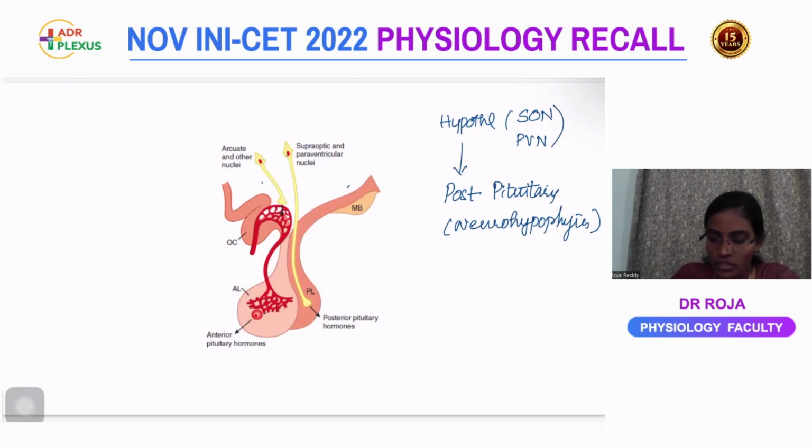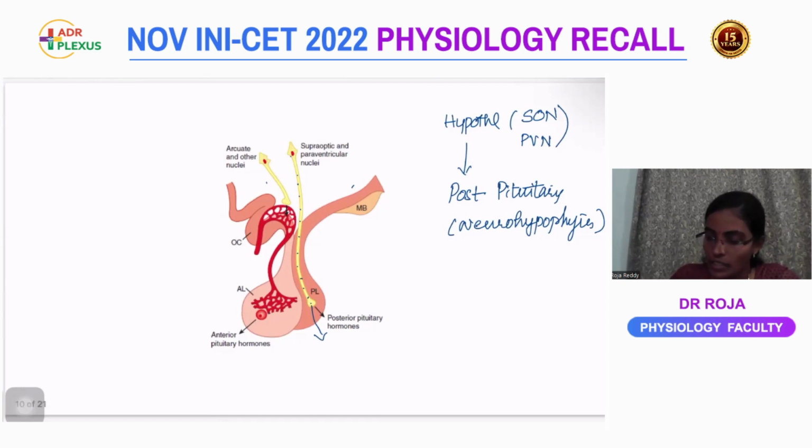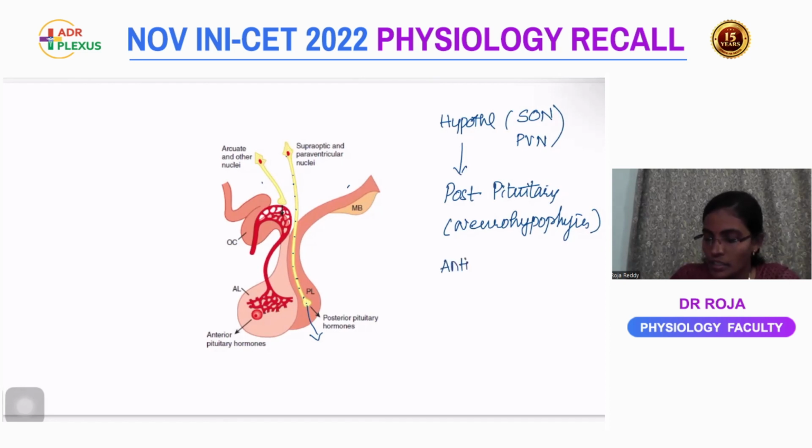After synthesis, those hormones are stored in the form of vesicles and are transported along the axons, that is nothing but the hypothalamo-hypophyseal axis or tract. And here they are released into the circulation. What are those two hormones which are released in this manner? One is the antidiuretic hormone or vasopressin, and the other hormone is oxytocin.